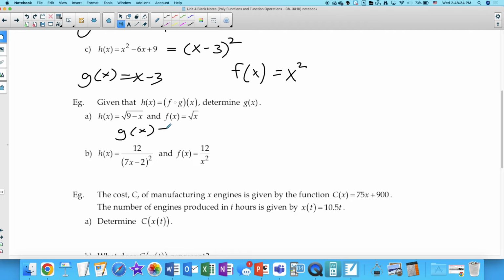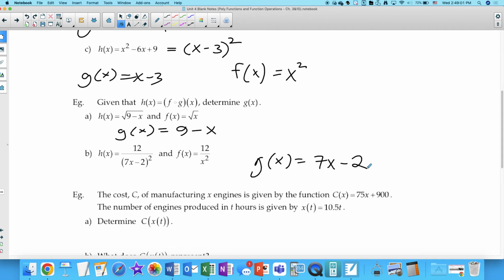Okay, what about here? h of x equals 12 over (7x minus 2) squared, and f of x equals 12 over x squared. Yes, 7x minus 2. That's what we're replacing the x with. Okay?